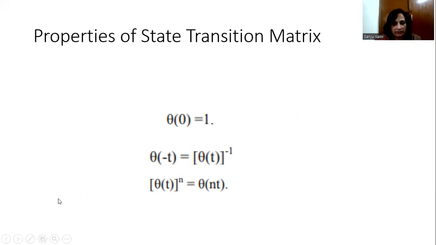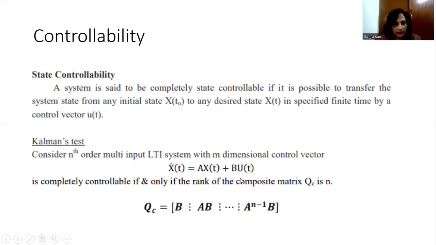That you can simply get from the expression that the state transition matrix can also be written as Laplace inverse of (sI minus A) inverse. This is also equal to e to the power At. So when you substitute t equal to 0, it will become equal to 1. When you substitute t equal to minus t, it will become phi(t) inverse. And if you substitute here, this is to the power n, you'll get this expression also.